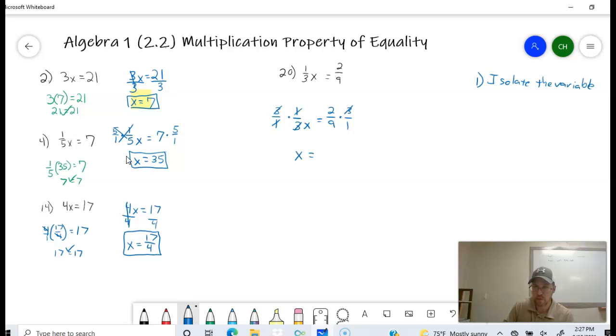Over here, the 3 goes into 3 one time, 3 goes into 9 3 times. 2 times 1 is 2. 3 times 1 is 3. I get 2/3. Now when I check that, I get 1/3 times, I said x equals 2/3, so I'm going to replace that, equals 2/9. When I multiply fractions, I do the top times the top, so 1 times 2 is 2, over the bottom times the bottom, 3 times 3 is 9, equals 2 over 9. That one checks off, so our solution works.